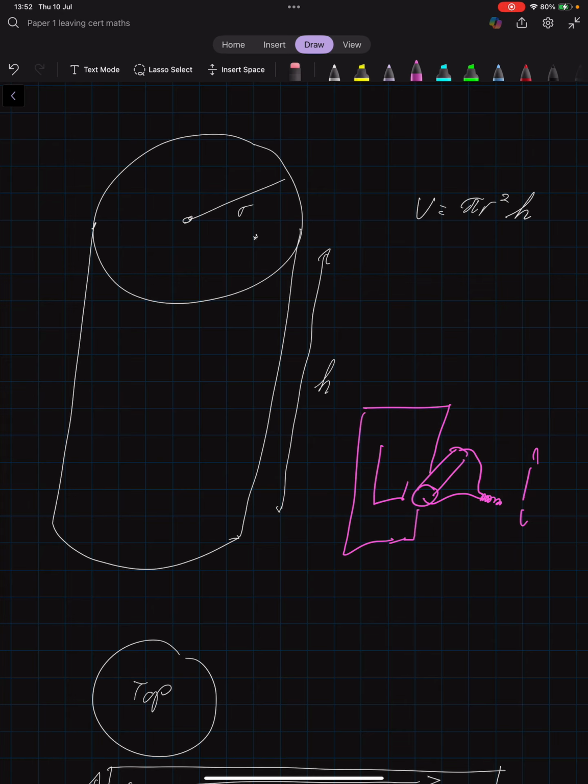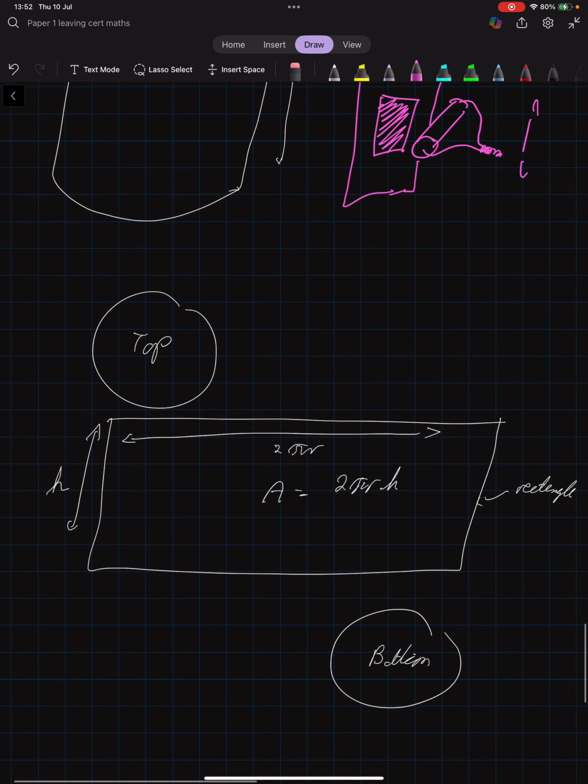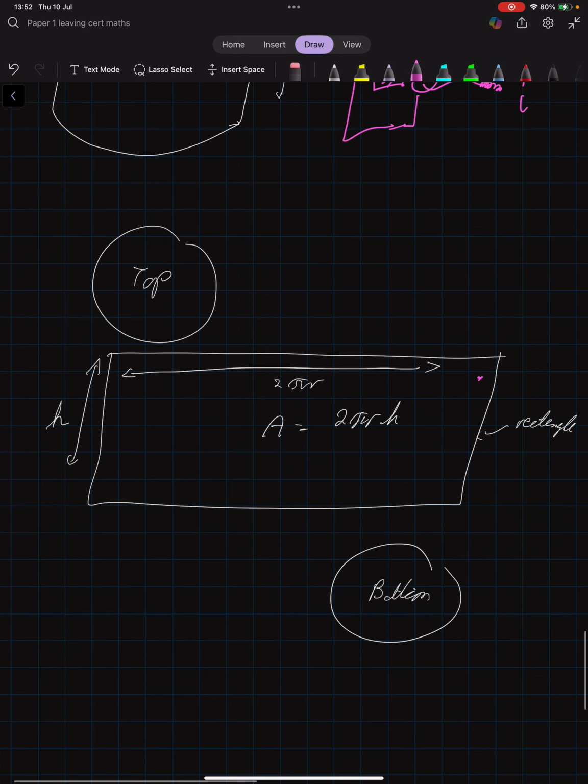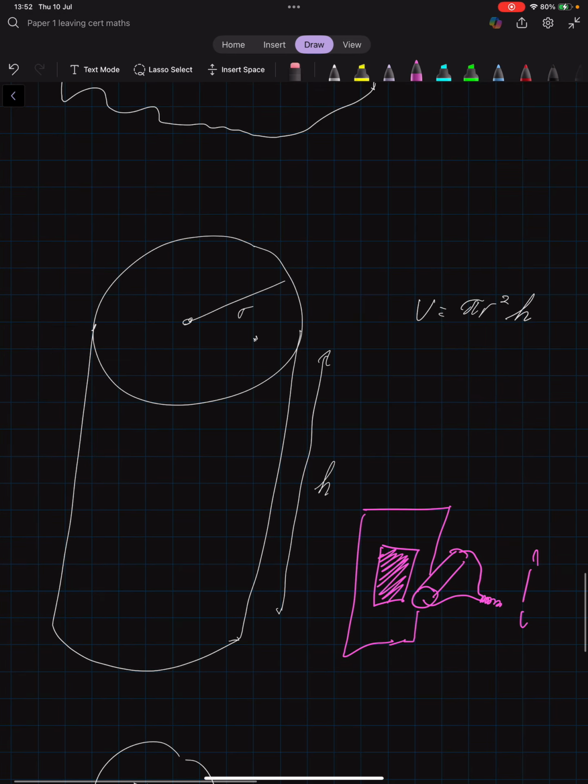You'd expect to get some sort of rectangle like this. So that's where this rectangle comes from, and that's why it's a rectangle. Okay, there is another thing as well, which is surface area, which is just, if you had to paint this object, how much paint would you need?